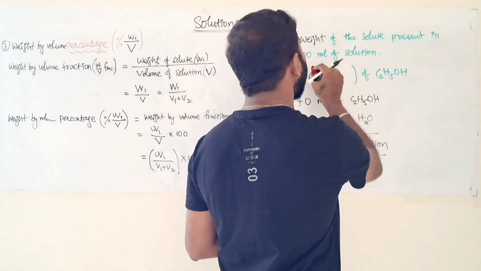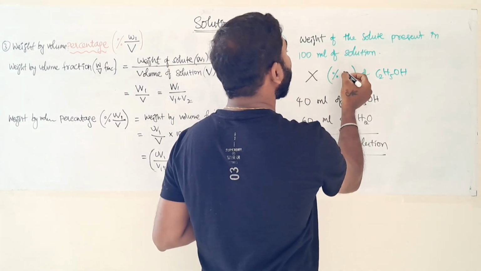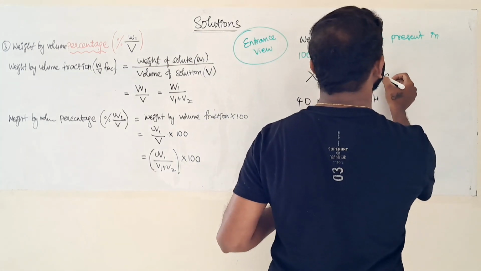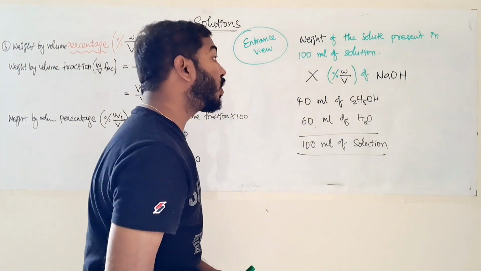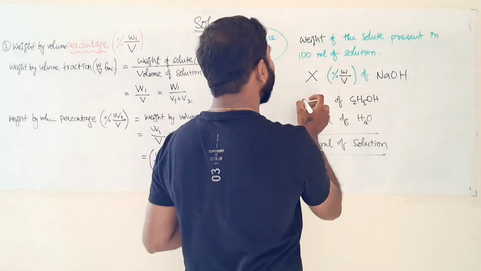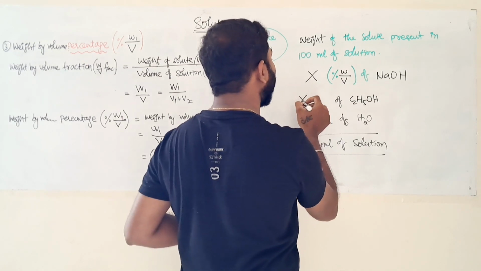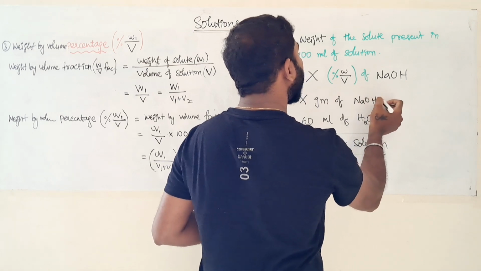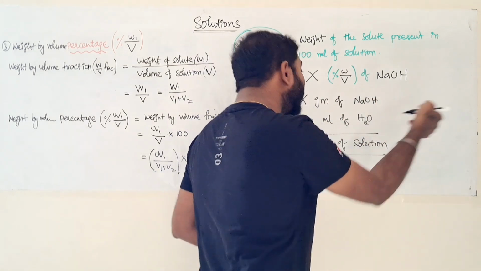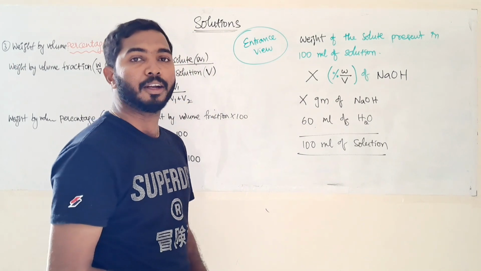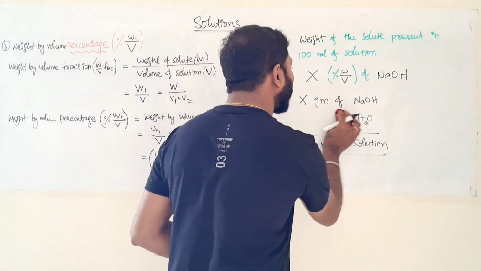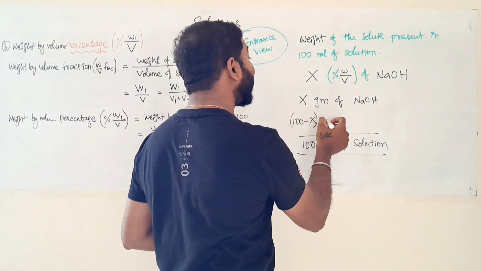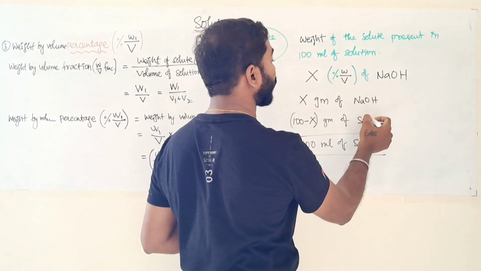Suppose we have this type of representation, X weight by volume percentage of NaOH, sodium hydroxide. What does it mean, sir? X grams of the compound NaOH is present in 100 ml of solution. That is very important. And now what is going to be the solvent? That is 100 minus X grams of solvent.